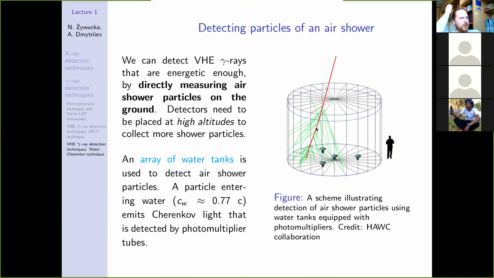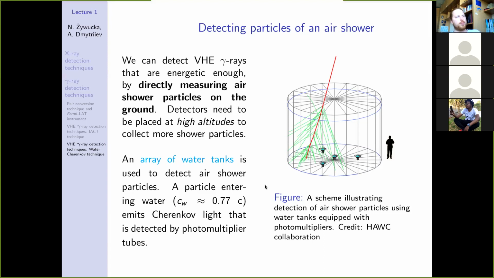And the tanks are equipped with photomultipliers which sample the light. And like this, we can know that there was a particle traversing the tank. And as there are many tanks, we can reconstruct the whole development of the shower.